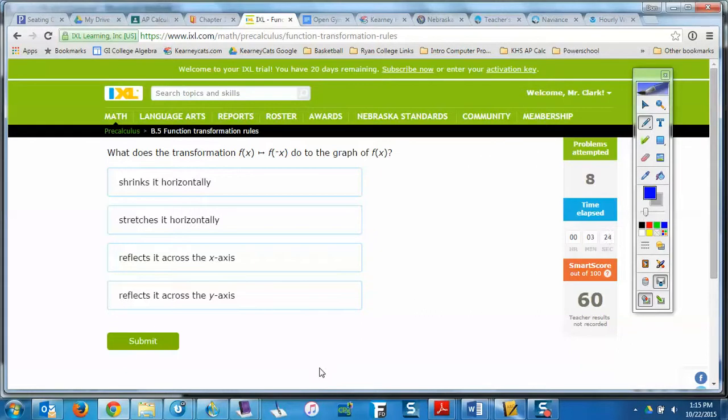To reflect, anytime you have a negative, it's a reflect. It's horizontal, right? It's on the inside, so it's horizontal. So you reflect horizontals around what? The y-axis. The y-axis, okay? It's a horizontal reflection, but so that means around the y-axis. Okay, a 2 on the outside.